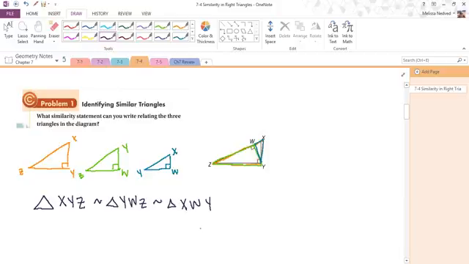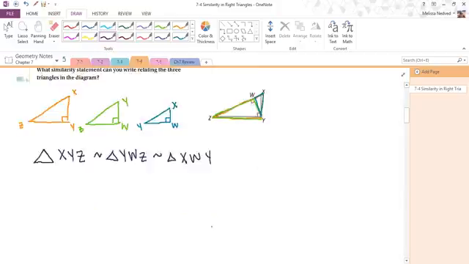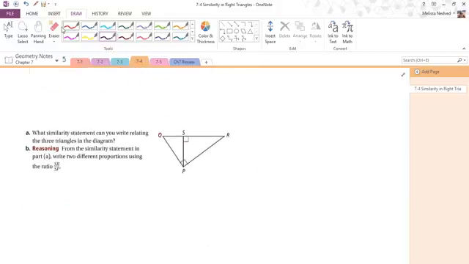So see how much easier that is than just taking that original figure and trying to figure out which sides correspond. By just taking a few seconds to redraw them and make sure that you list your vertices in the right order, your corresponding parts order becomes much simpler. Let's try one more.